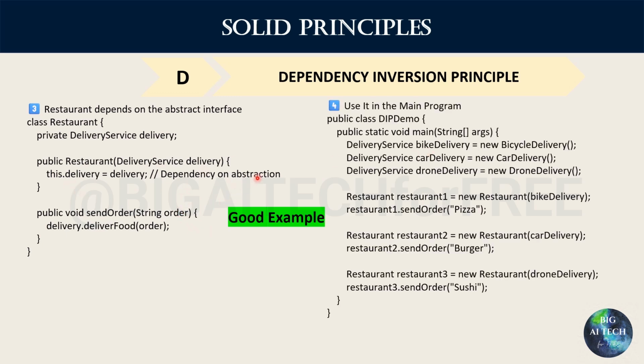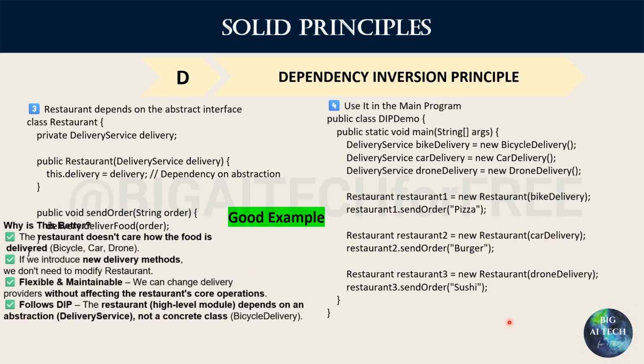How do we call this from the main program? We create a delivery service, bike delivery, and a new bicycle delivery. If it's a car delivery, we create a car delivery class, but the base interface is delivery service. Similarly for drone delivery as well. And the restaurant, based on the distance and other factors, can choose what type of delivery service it wants to consider here, right? So the restaurant can send through bike delivery or car delivery or drone delivery.